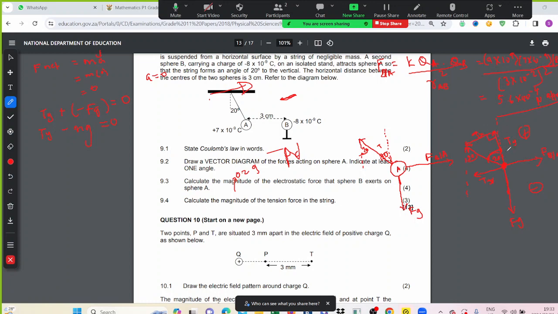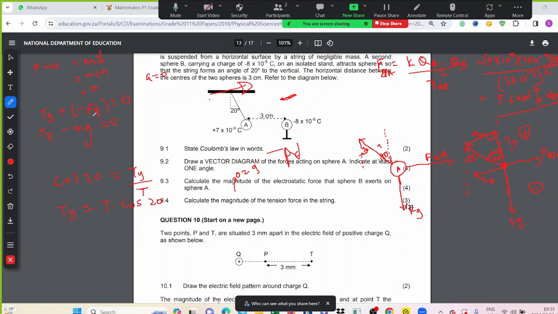Since I'm interested in finding Ty, I have the adjacent and the hypotenuse, so I can use cos 20. Remember, cos 20 on this angle is the adjacent side, which is Ty, over the hypotenuse, which is T. I want to make Ty the subject of the formula, so I can cross multiply. So Ty will be equal to T times cos 20. Do you have any question here? No question, Sipa. Okay.